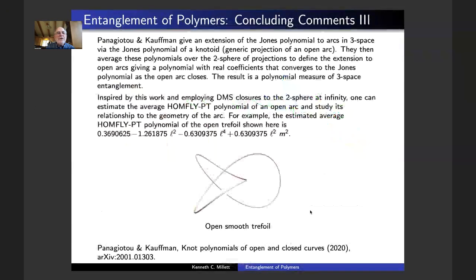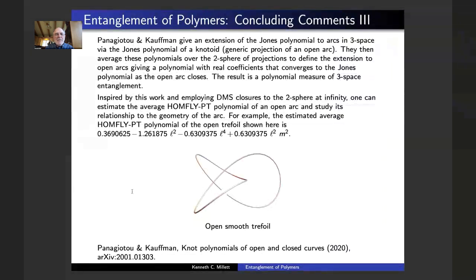One final thing, a concluding comment. This is just publicity, okay? My way of saying thanks to Eleni. This is a paper that Eleni and Luke Hoffman put on the archive about knot polynomials for open and closed curves. In my mind, this is in the spirit of my ongoing work about knotting in open arcs.